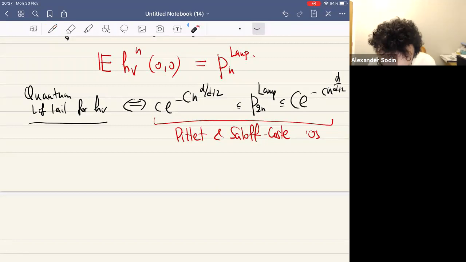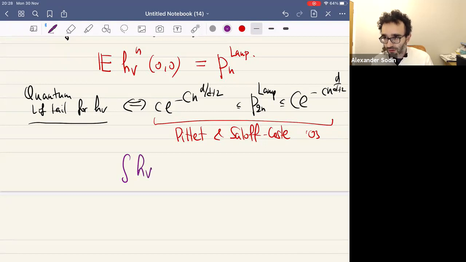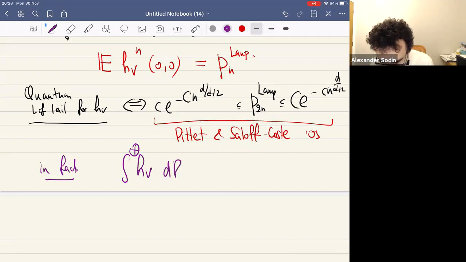This may look a bit ad hoc, but actually the right way to think about it is that it's not just an equality of moments. If you take the operator H_V, the random operator, and integrate it in the sense of direct integral over the distribution of the randomness.